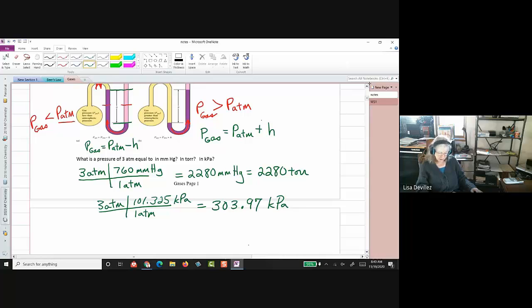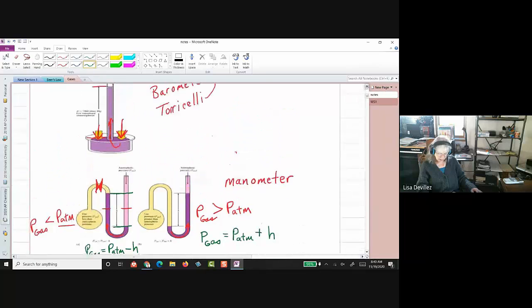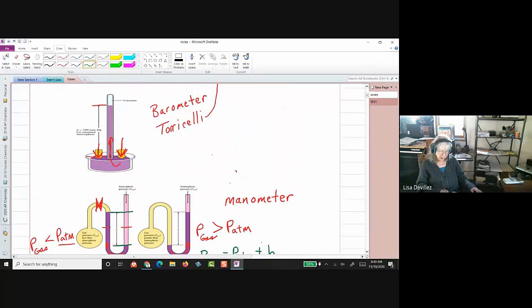Okay, and just as an aside here, one question might be, why is it that we use mercury in the barometers and the manometers? A basic reason, well, 3 reasons. Mercury's volume does not change a lot with a change in temperature. So that's one reason. The other reason is that it stays liquid at normal room temperature. And then the third is its density.